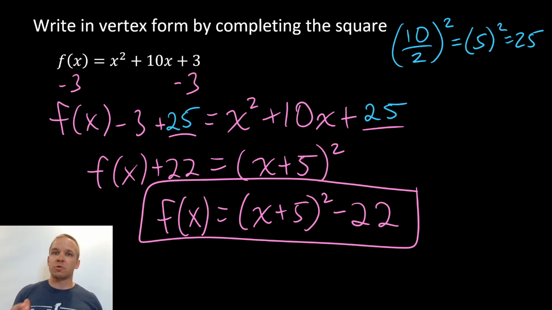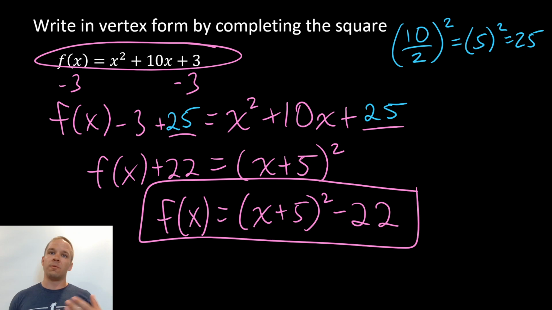I can get my vertex quickly from that. It's negative 5 comma negative 22. That's the purpose of being in vertex form. I get that quick vertex. In standard form, I get my y-intercept really easily by plugging in 0, and I'm going to get 0 comma 3 from that initial standard form. Vertex form gives you the vertex. All right? They all have their purpose, and that's dope.